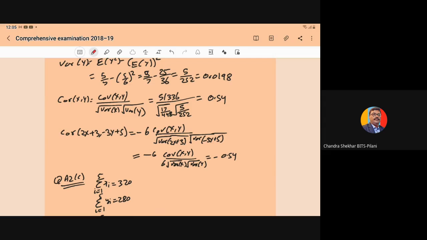So it is equal to minus 6 covariance of x, y upon 2 into variance of x into 3 into variance of y, square-rooted. So it will give you minus 0.54, because whatever the expression we are getting is equal to the earlier one, only we have the difference of the minus sign. So it will become minus 0.54.